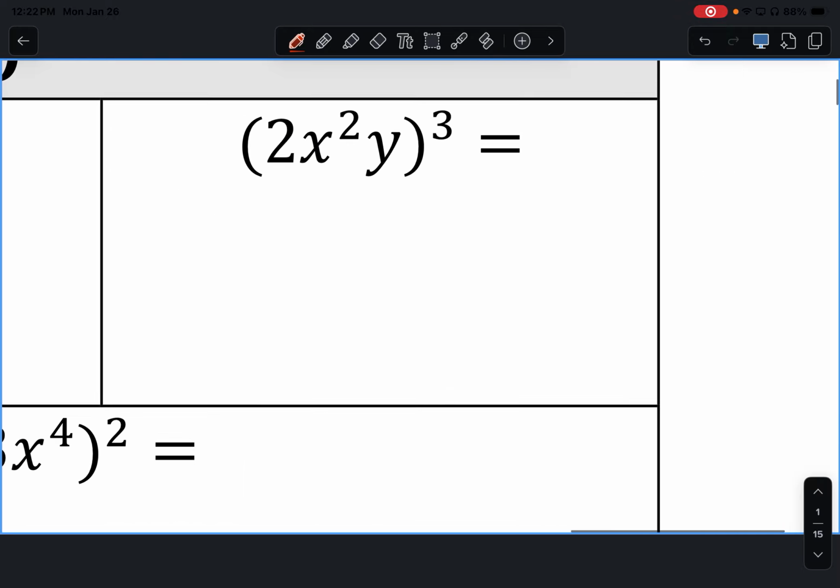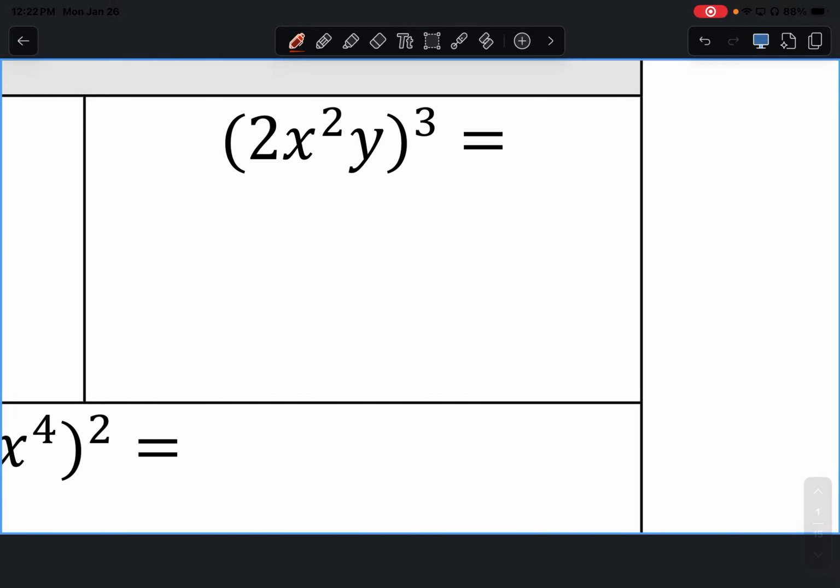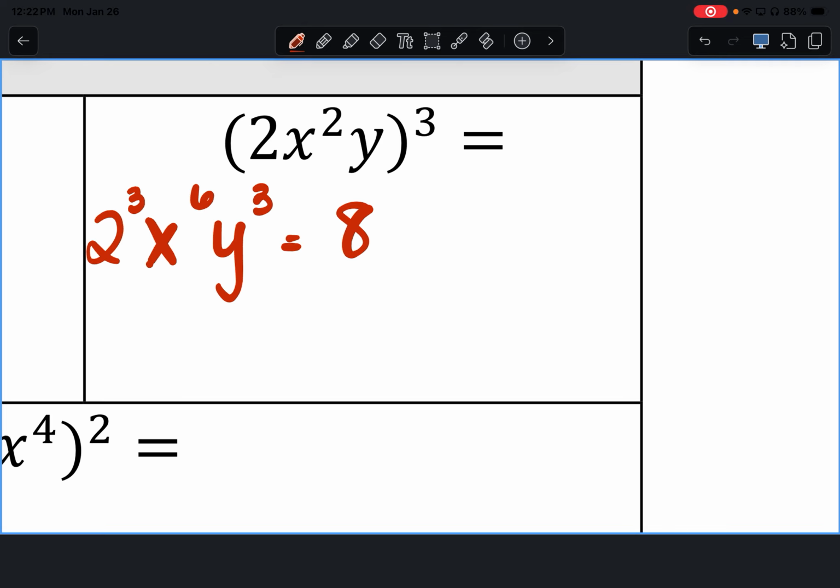Now we have this one here, okay? So 2, x, and y all need to be raised to what power? Okay, so it will be 2 to the, x to the, y to the, and what is 2 to the third? So it would be 8, x to the 6th, y to the third. And we would get that by multiplying 2 times 3 and 1 times 3.